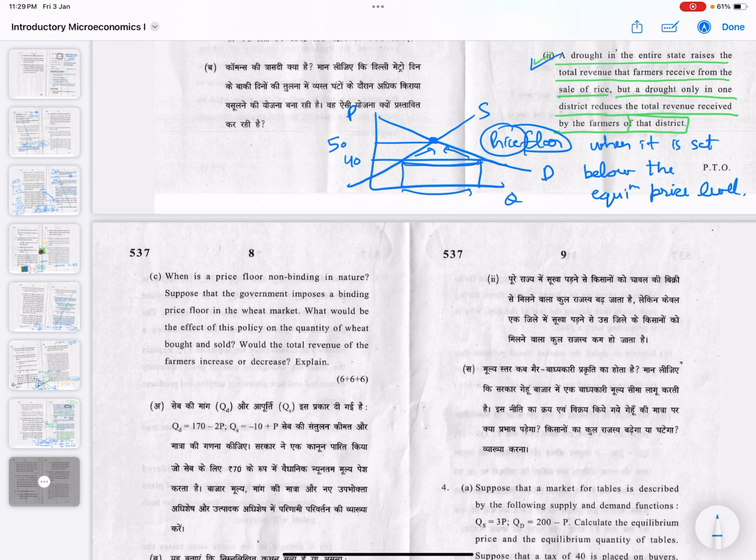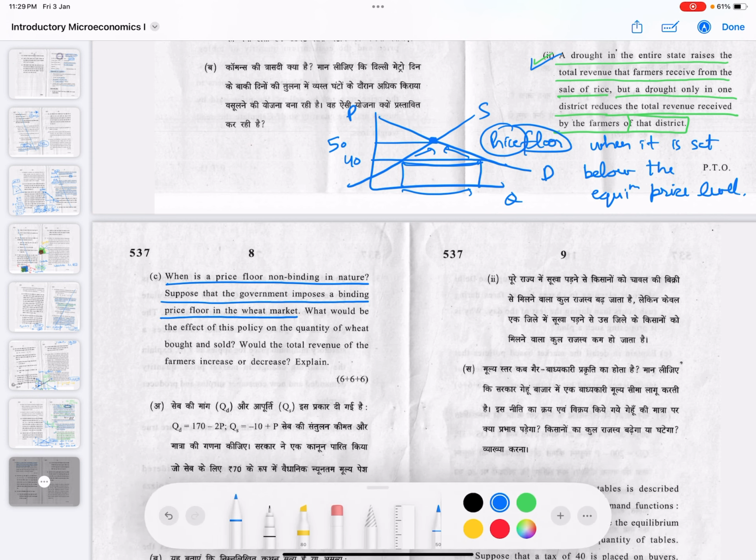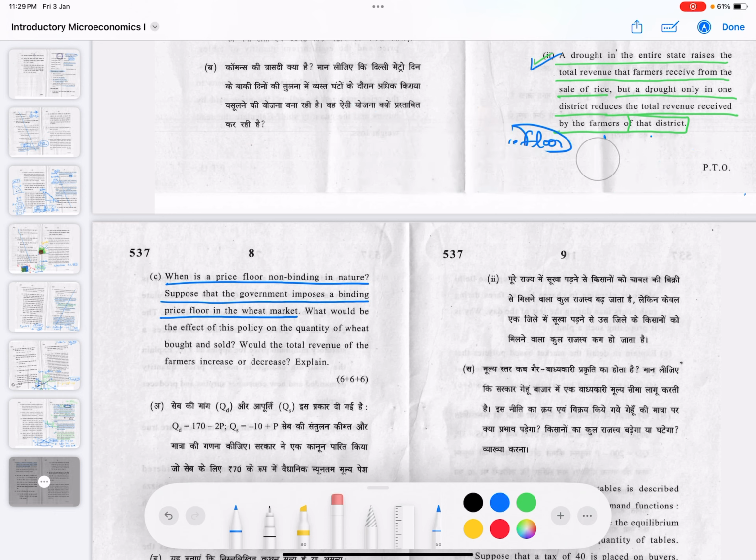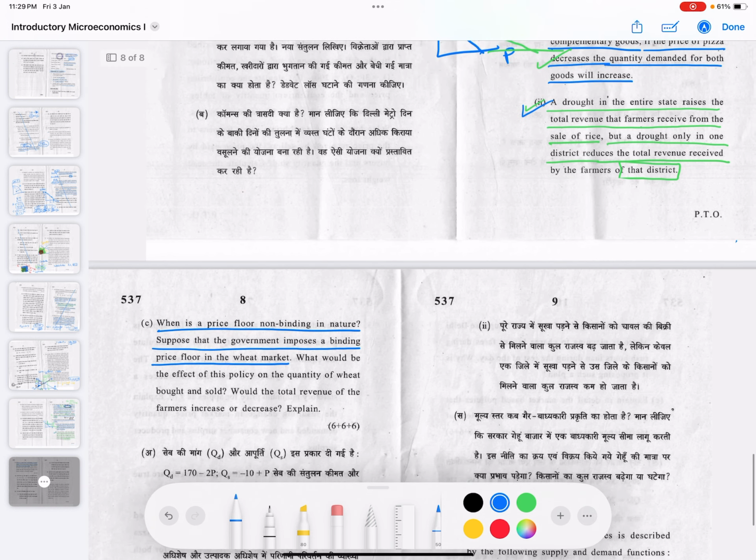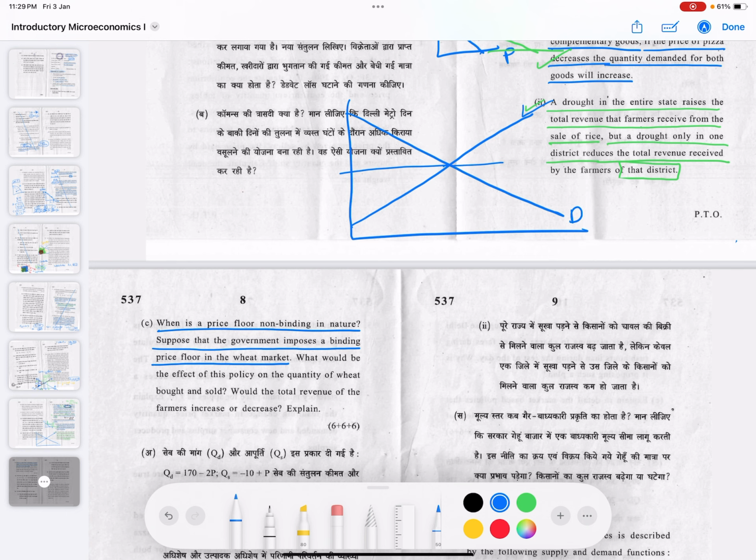Floor non-binding in nature. Okay, we have written this. We have explained this. Suppose that the government imposes a binding price floor in the wheat market. Now, if they are imposing a binding price floor, it should be above the equilibrium price. So initially, suppose this was the demand, this was supply. This was the equilibrium price, demand, supply for wheat, quantity, price.